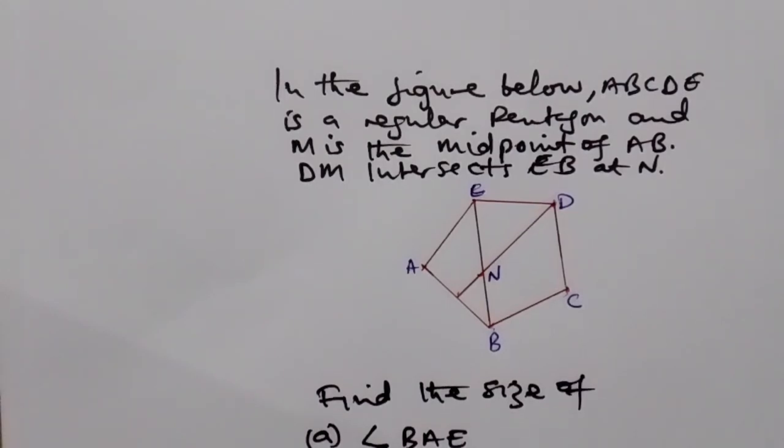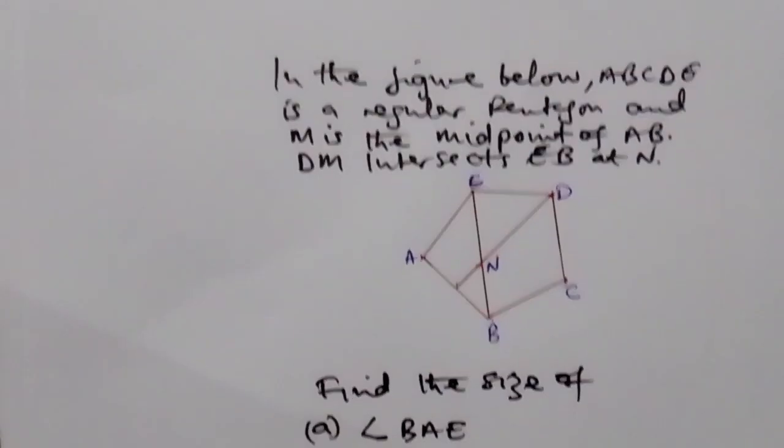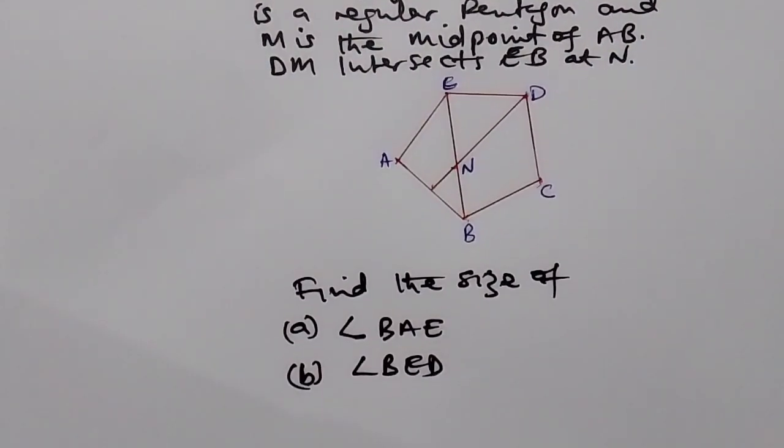In the figure below, ABCDE is a regular pentagon and M is the midpoint of AB. DM intersects EB at N. Find the size of angle BAE, that is part A. Part B, find the size of angle BED.